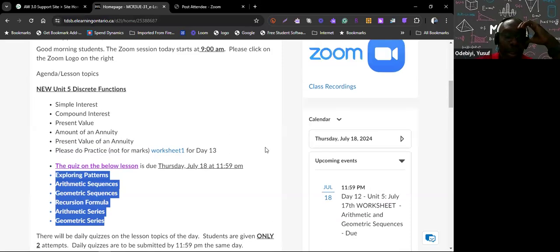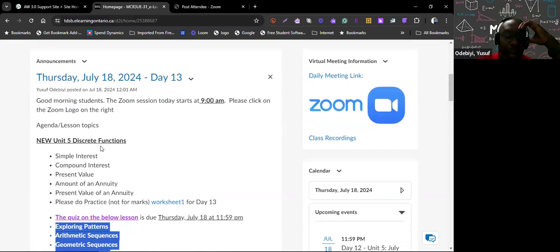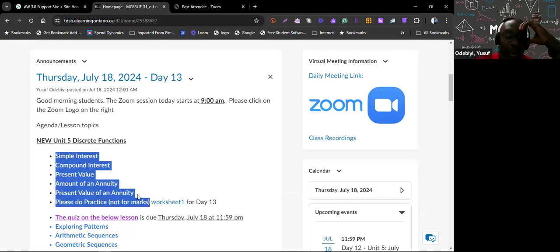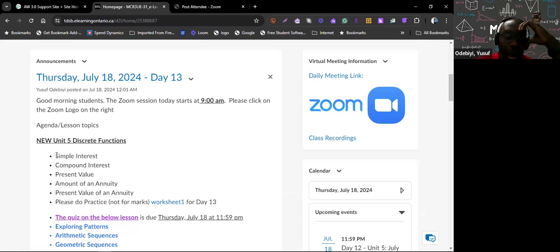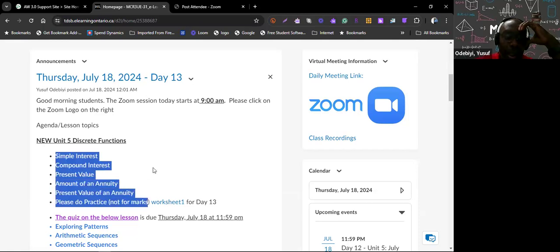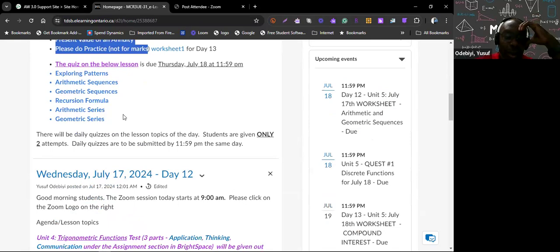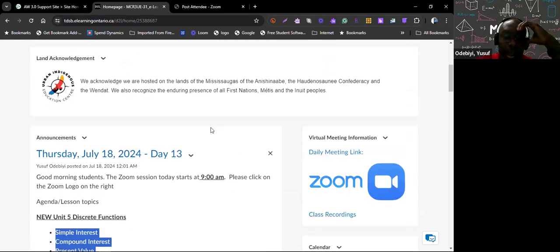Okay, so let's get into the lesson for today. The lesson for today is we're going to talk about money: simple interest, compound interest, present value, the amount of an annuity, and the value of an annuity. You will do some practice questions for these lessons. Tomorrow you'll get a quiz on these lessons. The quiz today is for what you learned yesterday. So let's get into it.